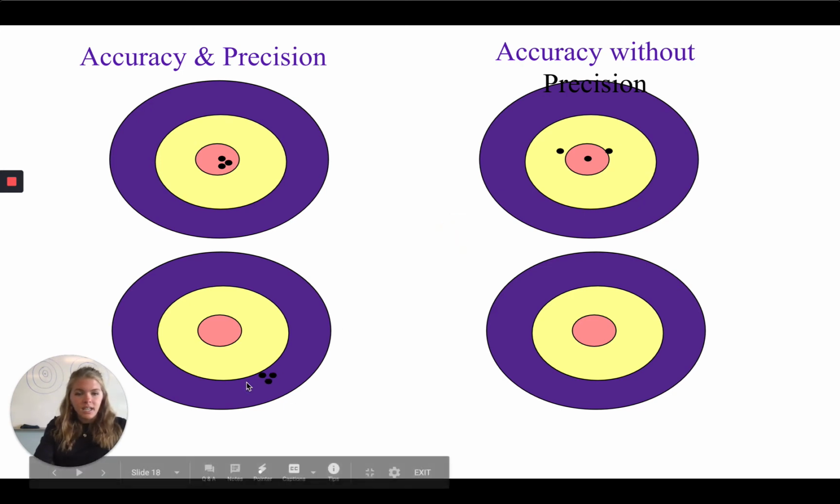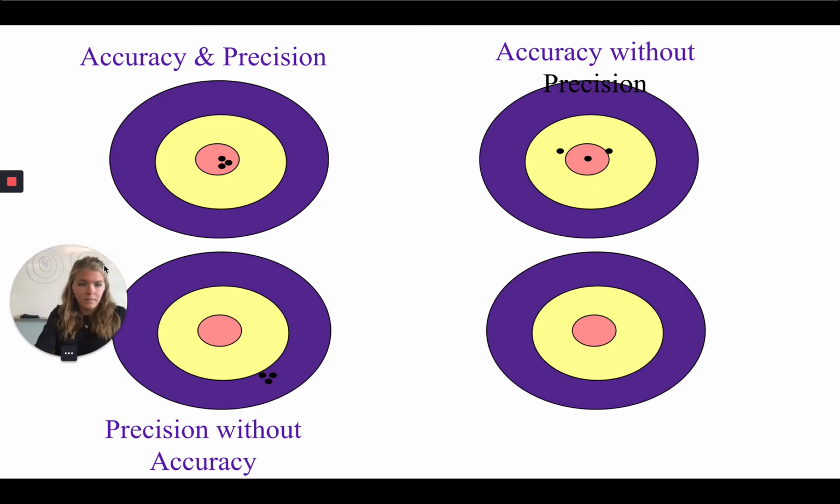These 3 darts hit down here. Not ideal for where you want on a dartboard, but they're really precise. But they, however, are not accurate. And then lastly, this is how I throw my darts. All over the place. So these are neither accurate nor precise.